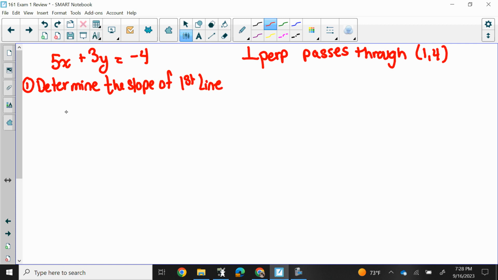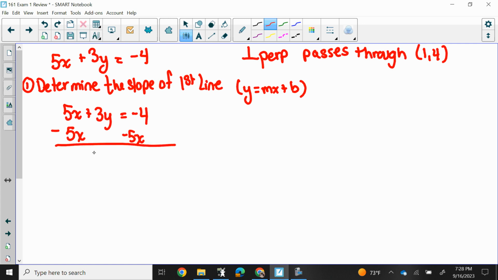Okay, so that's going to be 5x plus, and in order to do that, I need to get this in slope-intercept form, right? Which is y equals mx plus b. All right, so I'm going to go ahead and subtract 5x from each side, and I get 3y is equal to -5x minus 4, and then I divide by 3.